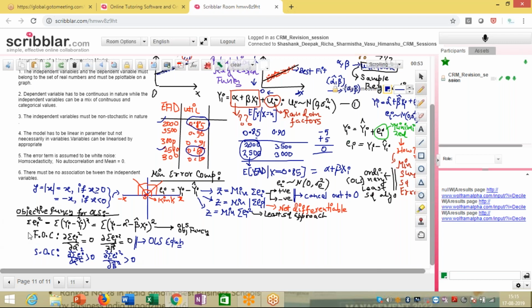So if I take these two together, this is called the OLS condition. The entire objective behind this was the OLS. So you have the OLS condition, right? Now the next question that comes out here is the following.